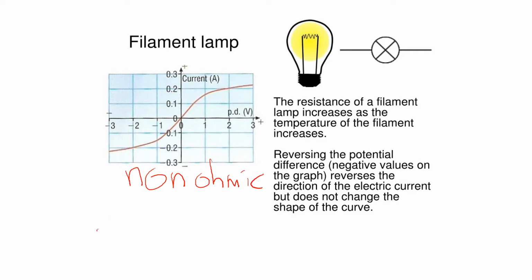Because remember, the ohmic is a straight line. Right, so that's a straight line. And this is a curve. So here is when the resistance is high. So that's when R is high.